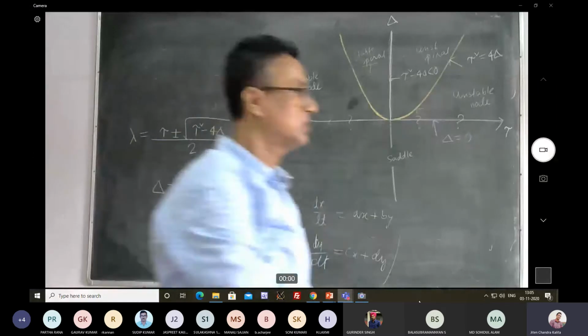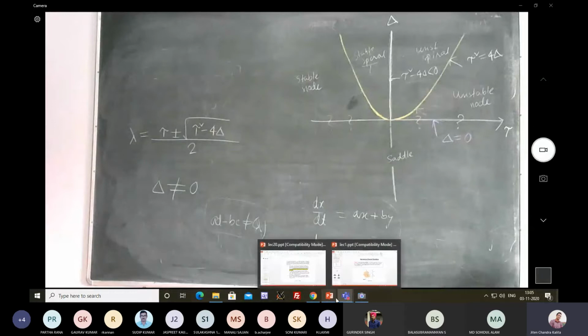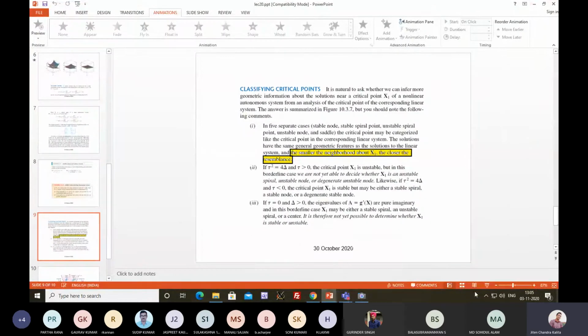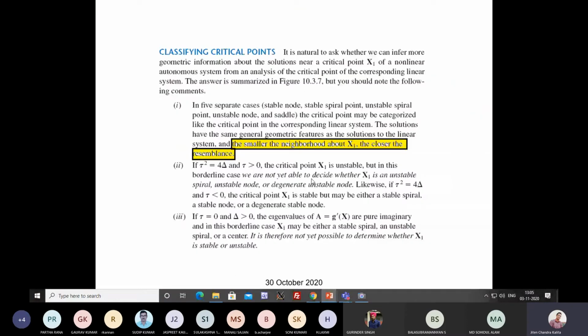Now, I'll come back to the degenerate thing again. See, this I have already told you. Tau square equal to 4 delta, tau greater than 0: the critical point is basically along that yellow line that I have shown, along that parabola. The critical point x1 is unstable, but in this borderline case, we are not yet able to decide whether x1 is an unstable spiral, unstable node, or degenerate unstable node.